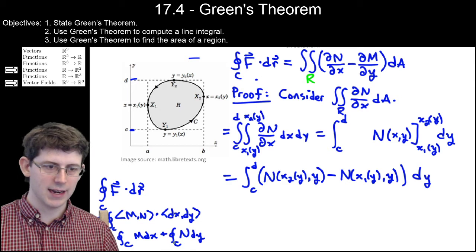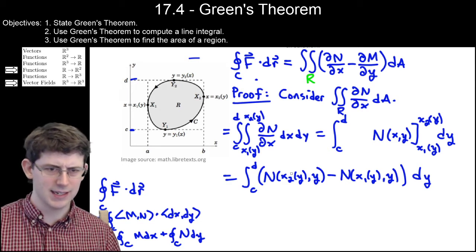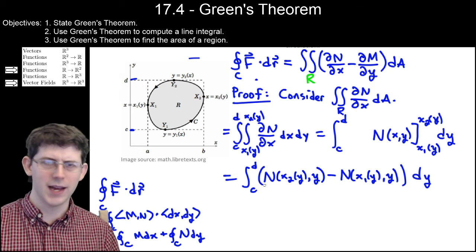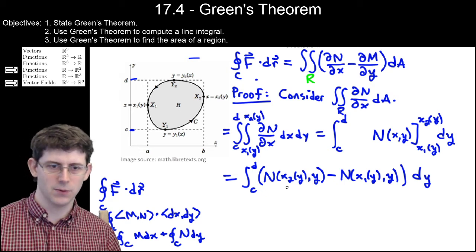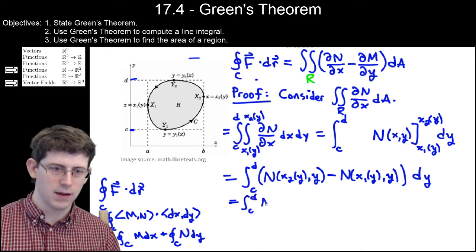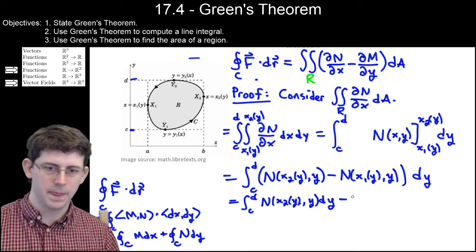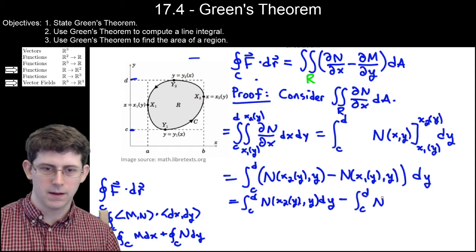I was hoping that I would have the integral around the entire curve C, but it doesn't look like I do. Instead, I'm just going from y equals c to y equals d. So what am I doing here? Well, let's split this up into two pieces. So I'll have the x2 piece and the x1 piece.